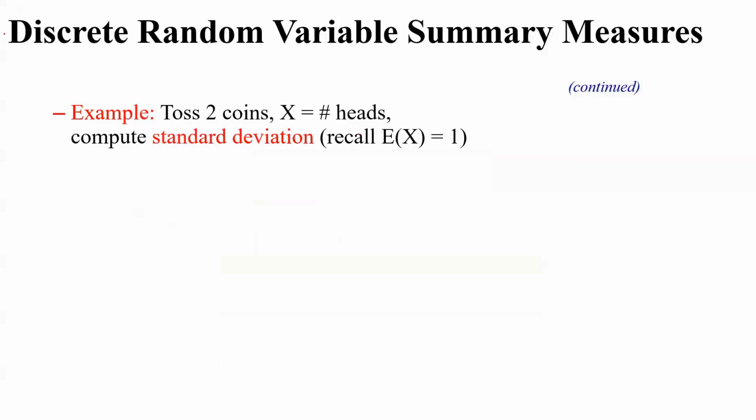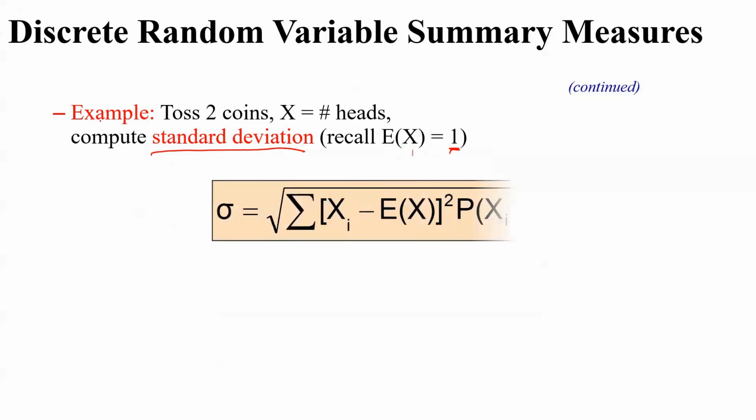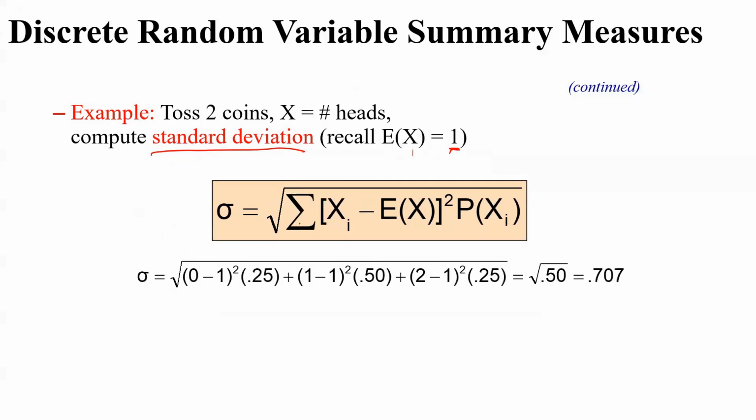Now, we use the same example. Just now we already know that the expected mean is equal to 1. Remember that. So now we're going to compute the standard deviation for this problem, using the formula just mentioned. As we know, the random variable 0 has a corresponding probability of 0.25. This is random variable x; for 1, you get 0.50, and when x is 2, you get 0.25.